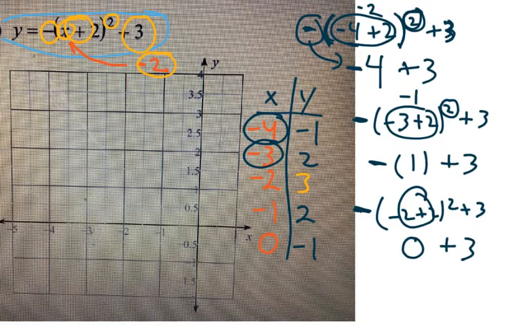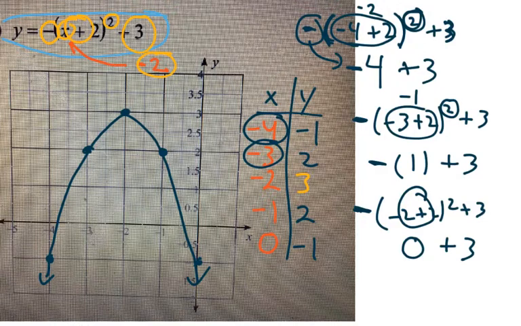So -4, -1, as you can see, is right there. -3, +2 is right there. -2, 3 is right there. -1, 2. And finally, 0, -1. There is my parabola, guys, my quadratic. And that's how you graph quadratics in vertex form. Okay, pause the video if you need to.